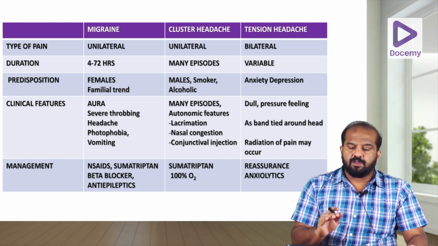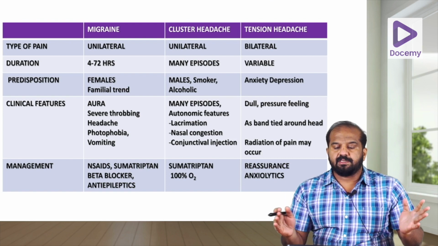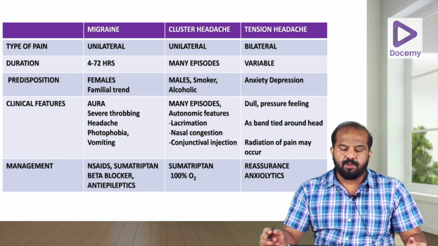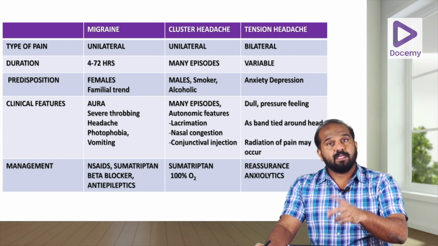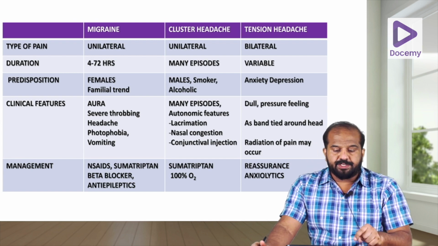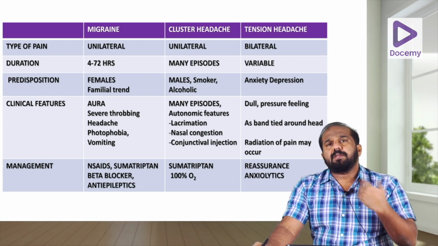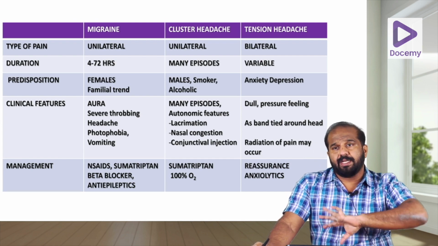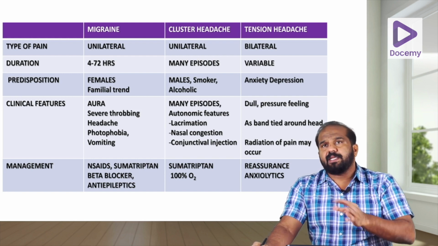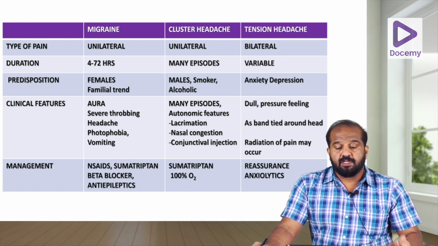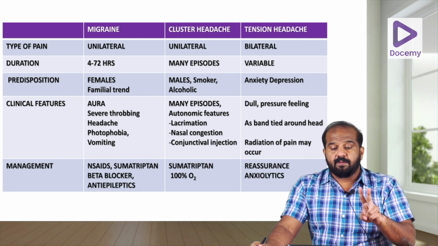Okay. So finally, this is a flow chart, a table I tried to arrange these things. Some points may help you. Migraine, unilateral. Cluster headache, unilateral. Tension headache, bilateral. Fine. Duration, 4 to 72 hours in migraine. Multiple episodes in weeks or in days. One day you will have several clusters in cluster headache. Tension headache is variable. Predisposition, female preponderance in migraine, male preponderance in cluster headache.